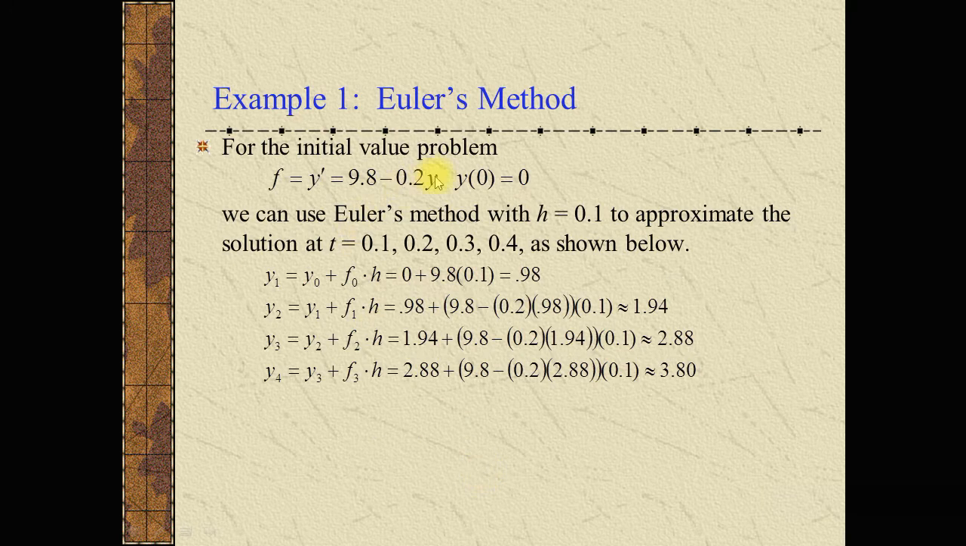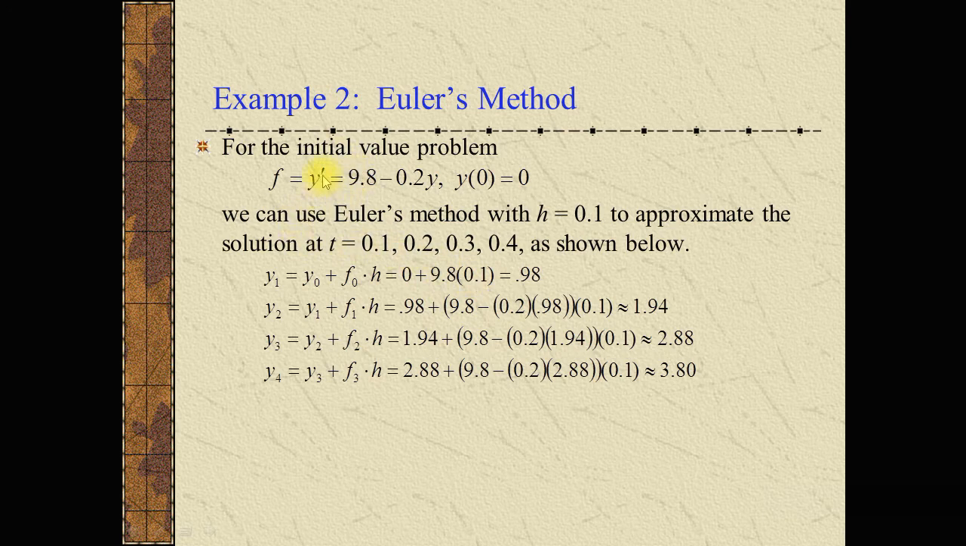Now dear students, another example to find the initial value problem. For the initial value problem, y dash is equal to 9.8 minus 0.2 y. So this y dash is equal to the function f, and the initial condition is given at y at 0 is equal to 0. Now we can use Euler method with the step size 0.1 to approximate the solution at t is equal to 0.1, 0.2, 0.3 and 0.4 as shown you see over here.